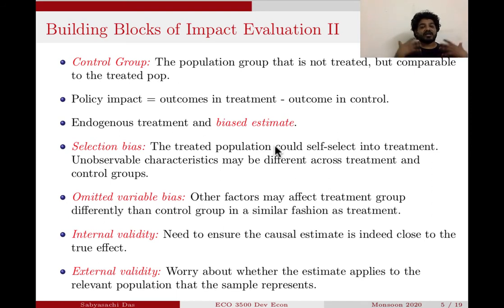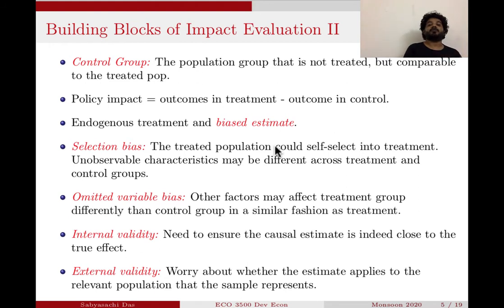Now, that, very crudely speaking, is one way to form a counterfactual, and that will help us measure the policy impact. However, we have to worry about certain issues here if we want to blindly form treatment and control and measure their differences in outcomes. Because if we do not pay serious attention to some of the concepts that are laid down here, this may lead to incorrect conclusions.